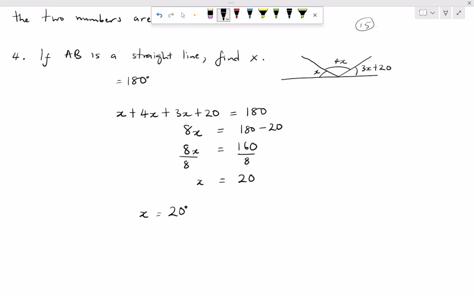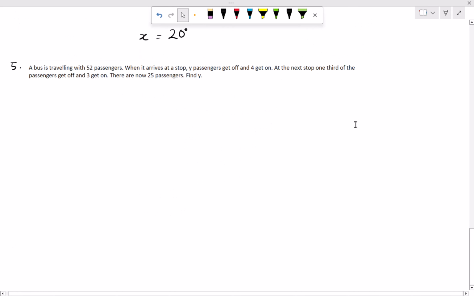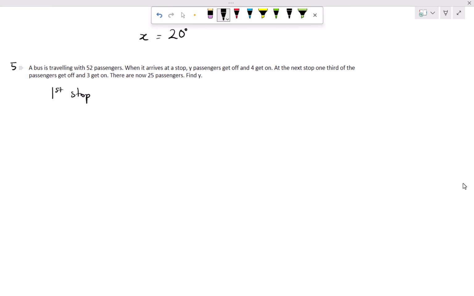Let's do the last example. That's number 5. A bus is traveling with 52 passengers. When it arrives at a stop, Y passengers get off and 4 get on. At the next stop, 1/3 of the passengers get off and 3 get on. They are now 25 passengers. Find Y.